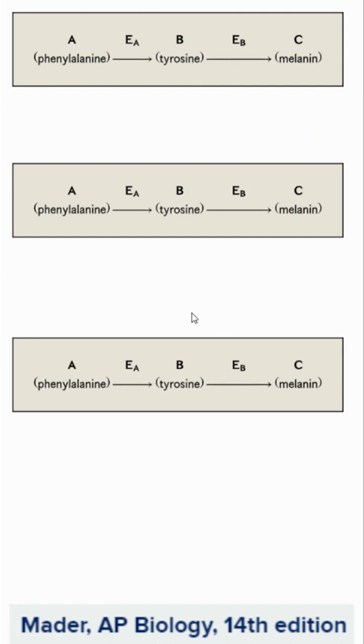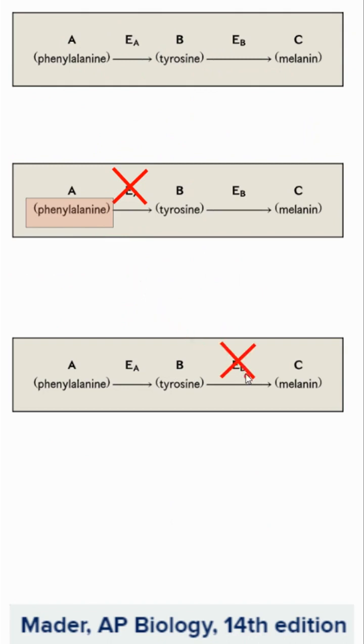One last example here. We have phenylalanine turning into tyrosine, and this chemical reaction takes place because of this enzyme. And tyrosine turns into melanin because of this enzyme. So if we have a change in this enzyme which makes it non-functional, what we'd end up with is the inability to do this chemical reaction, which would cause an increase in the amount of phenylalanine, which ultimately can become toxic to the nervous system, resulting in phenylketonuria.